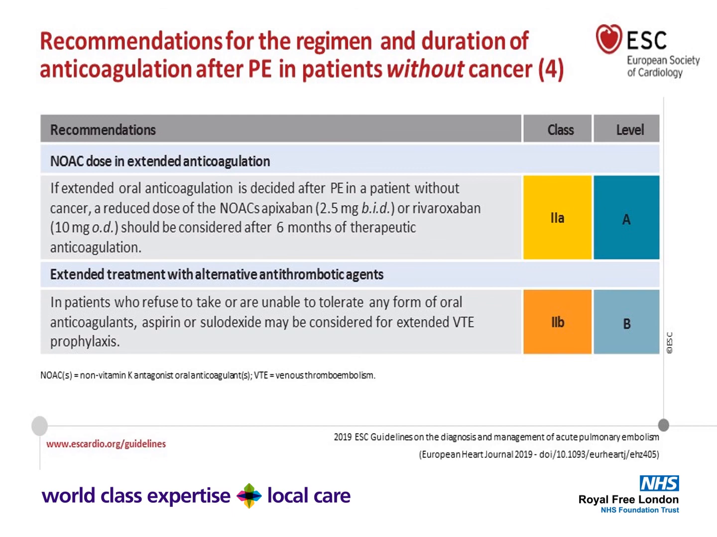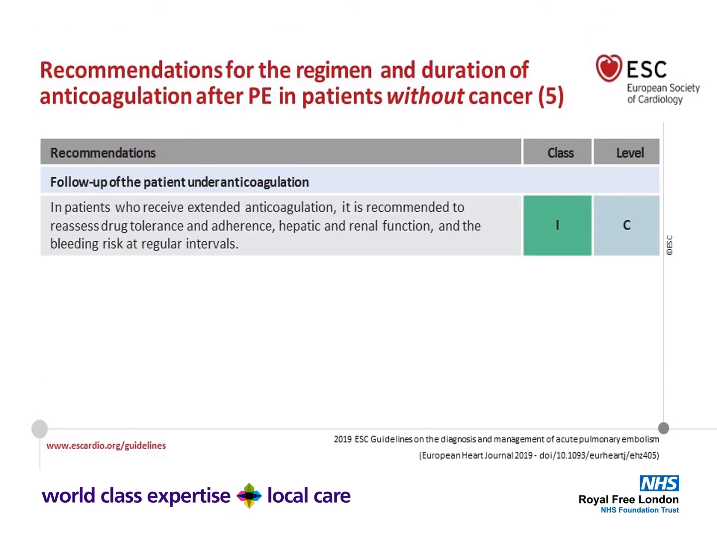In patients who refuse to take or are unable to tolerate any form of oral anticoagulants, aspirin or Sulodex may be considered for extended VT prophylaxis, but this really should be strongly discouraged as clinical practice, as there are real risks of developing VTE if the patient is only taking aspirin. Patients will be followed up by the anticoagulation service.